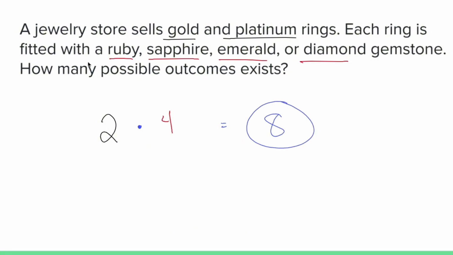Now, I don't need to know what they are. I mean, I could list them. Gold ruby, gold sapphire, gold emerald, gold diamond, platinum ruby, platinum sapphire, platinum emerald, platinum diamond. Those are my 8 options, but I just had to find how many there are, and that's the short way of doing it.